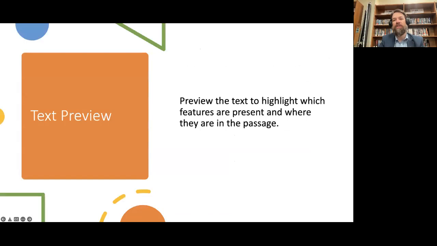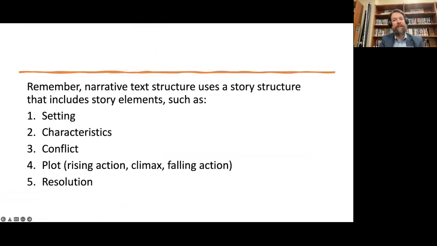The informational text features listed previously may or may not be present in everything you read. So to efficiently locate features, it's really helpful to preview the text and highlight which features are present. Remember, narrative text structure uses a story structure that includes story elements such as setting, characters, conflict, plot, and resolution. A little side note, remember that plot includes rising action, climax, and falling action. Perfect.